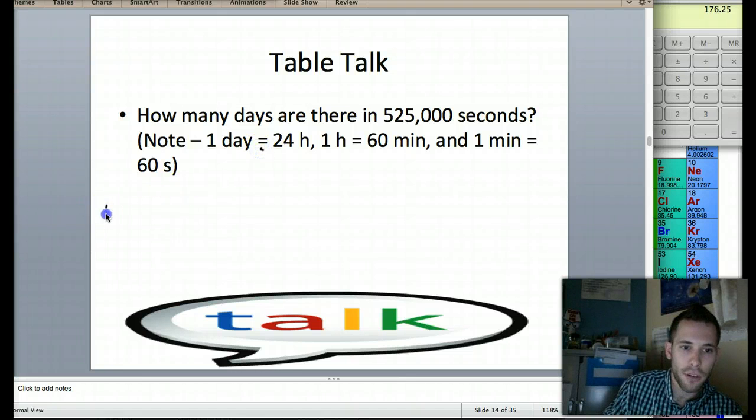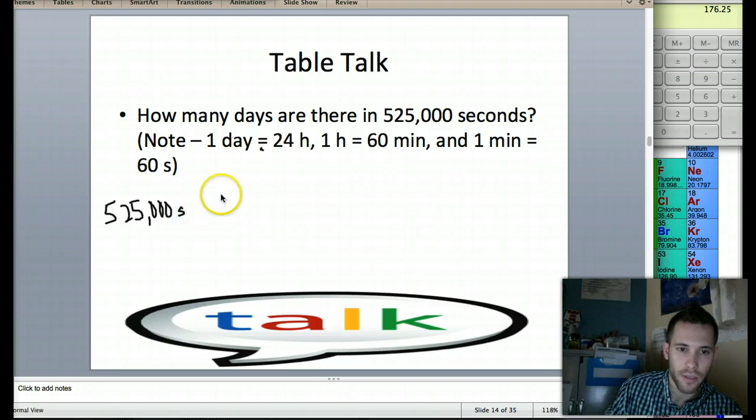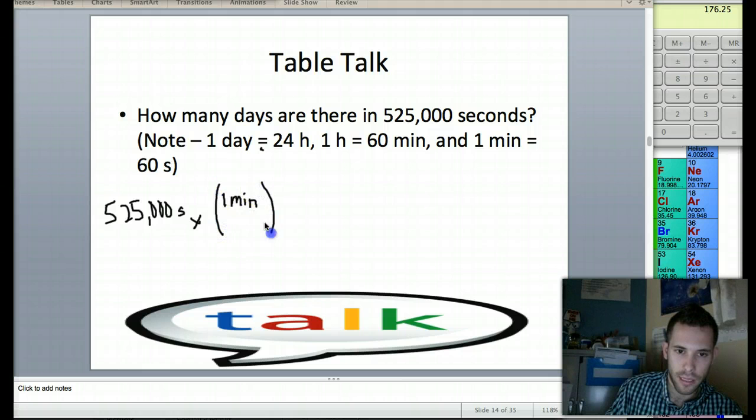So we have 525,000 seconds. Cool. Seconds. Let's give it an S. And I know I need to convert seconds into days. But I don't know seconds to days. I know seconds to minutes. So I'm going to put 1 minute up on top. 1 minute. And that's for every 60 seconds. And then seconds are going to cancel out.